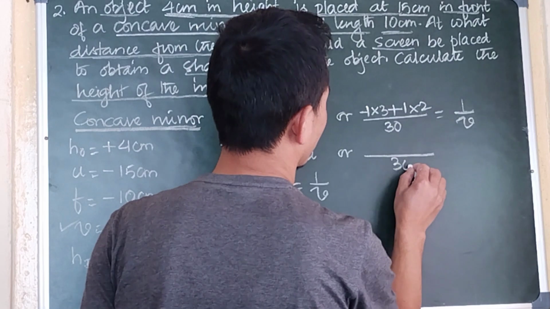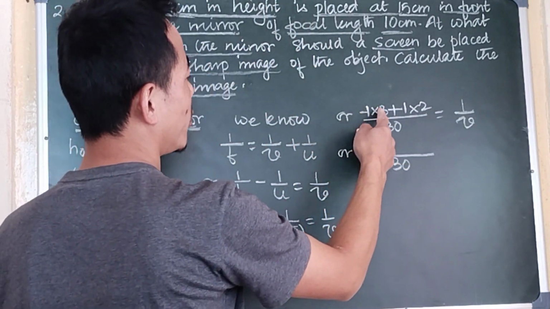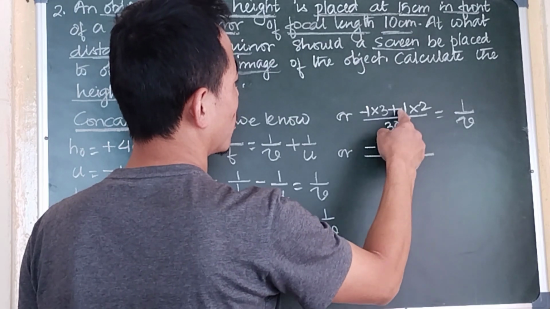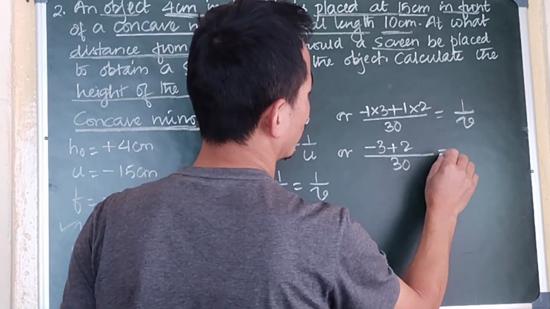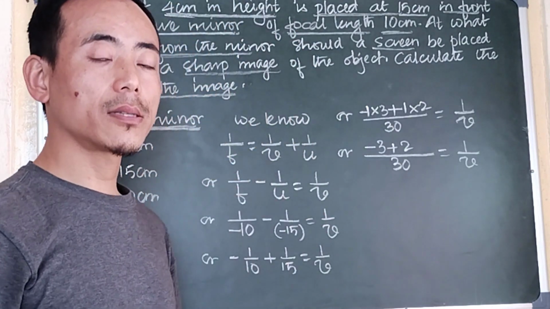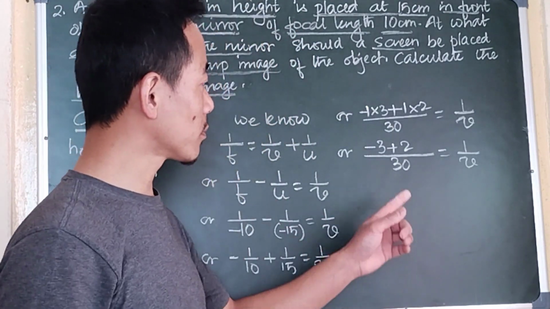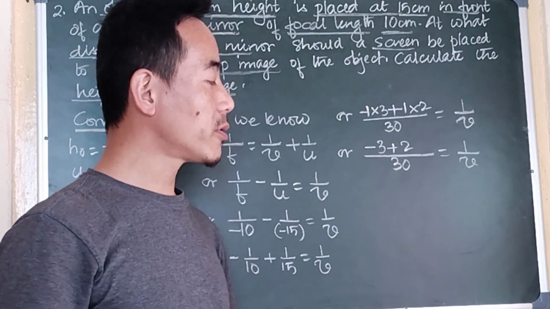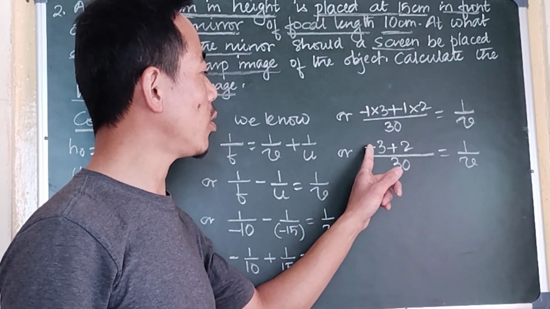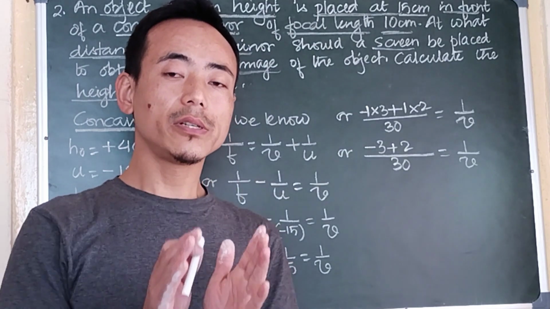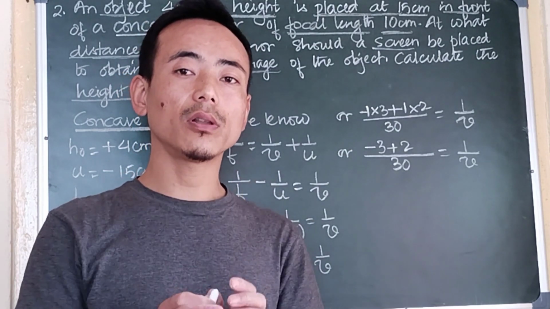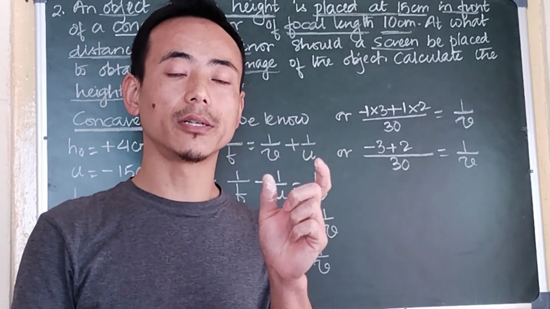So here in the denominator we have 30. So -1 into 3 becomes -3. Then we have this plus 1 into 2 becomes 2. Now here again some students make a mistake. They write -5. It's not -5. So there are two numbers, 3 and 2, with opposite sign. Whenever you have two digits with opposite sign, you have to take the difference, and the sign will be of the greater number.